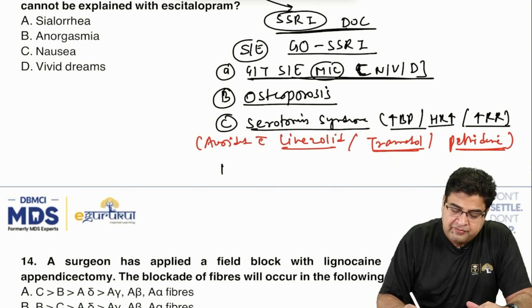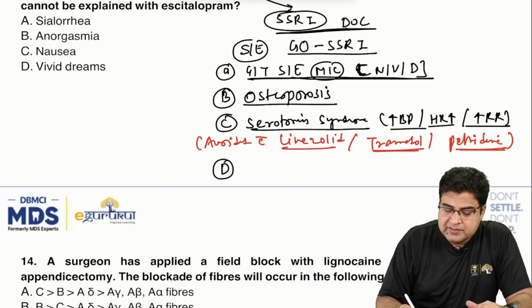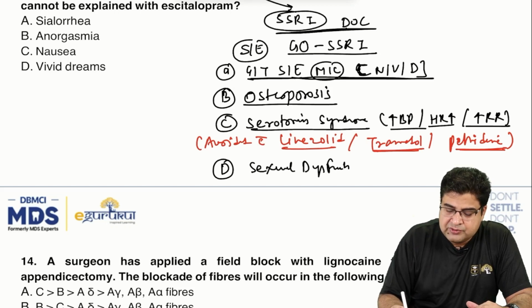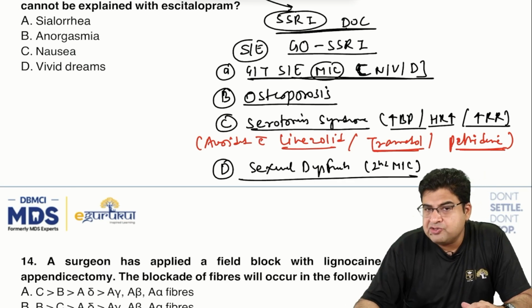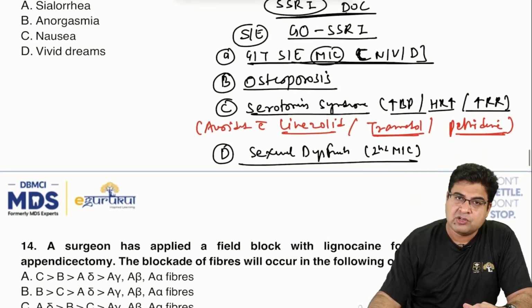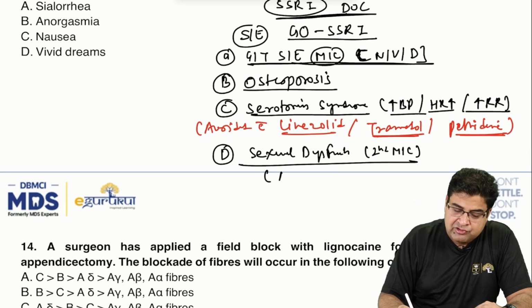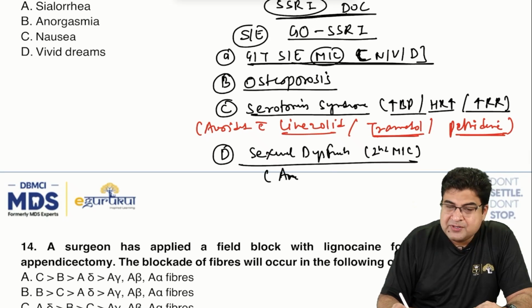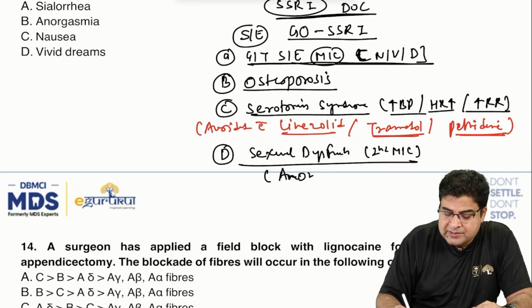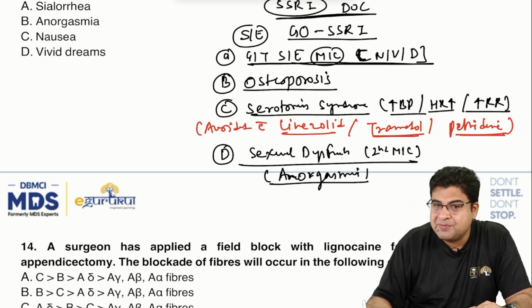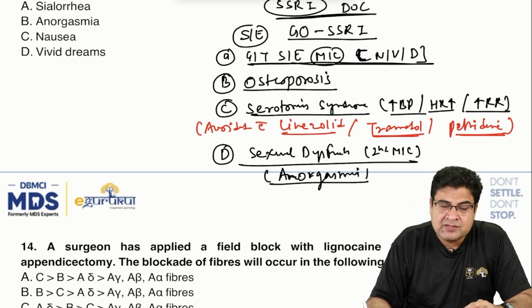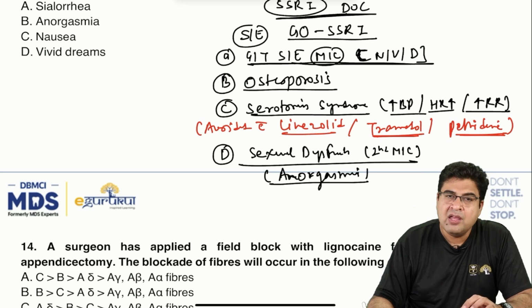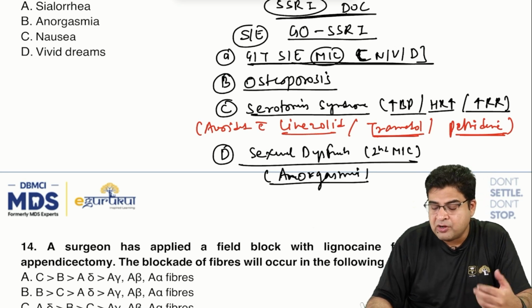Now the fourth side effect of the medicine: these medicines can cause sexual dysfunction. It is the second most common side effect, after the GIT side effect. In sexual dysfunction, this medicine can cause delayed orgasm or absence of orgasm, and the patient can develop anorgasmia. The patient gets involved in sexual activity, but still will not achieve the peak, the orgasm.